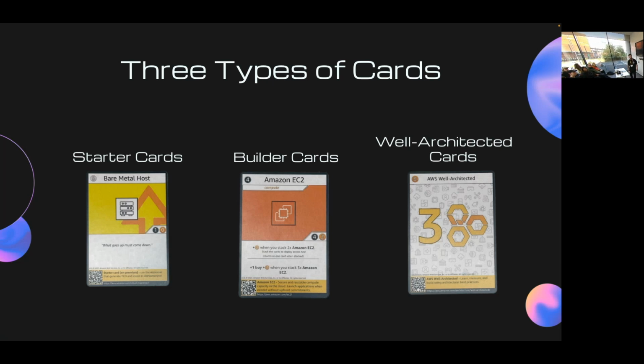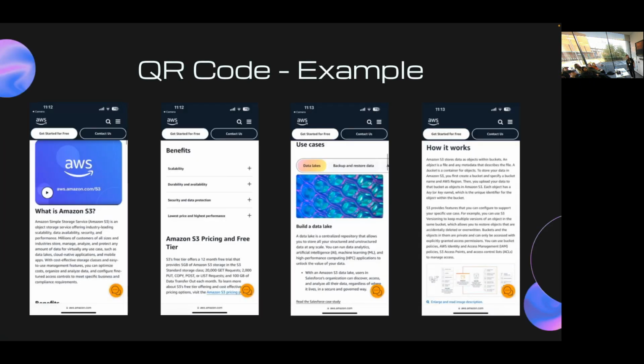We also have the well-architected cards, and that's what we use for our point scoring system. And these come in either 3 or 1. So have a look at what happens whenever you scan this QR code.